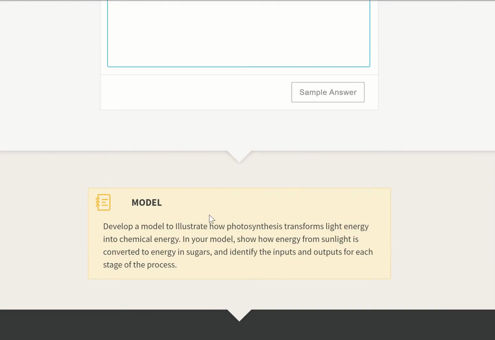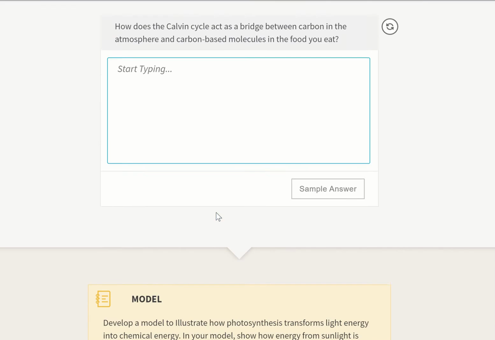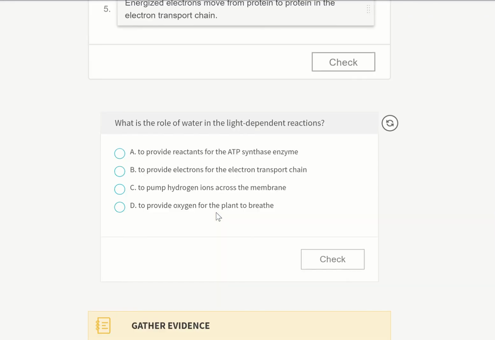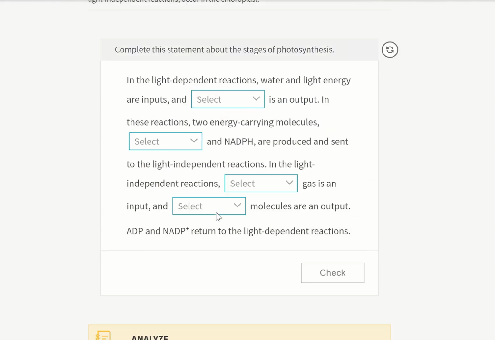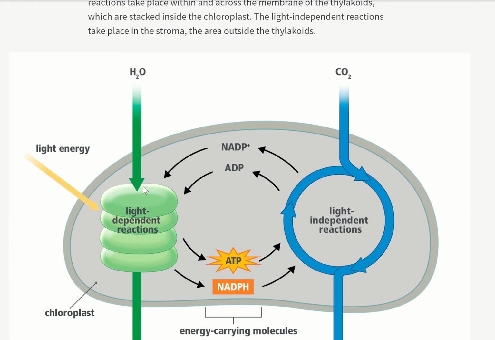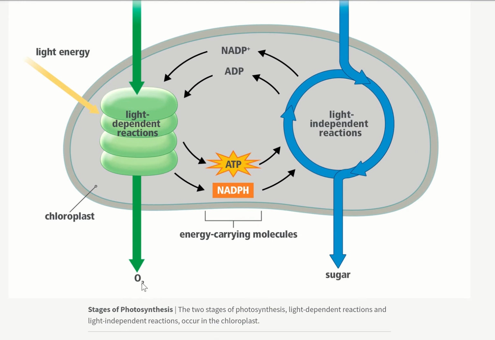So you've got the light dependent process and you've got the light independent process. And as we scroll up, just a quick review. This graphic is very informational. I really like this graphic. But what you got here is light energy goes in and water goes in to the light dependent, and it's going to produce oxygen as a waste.